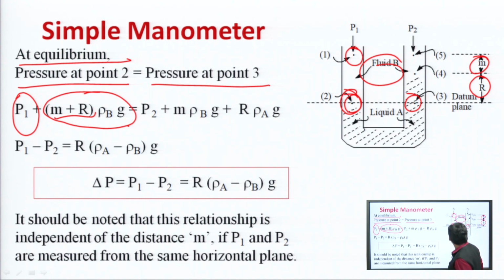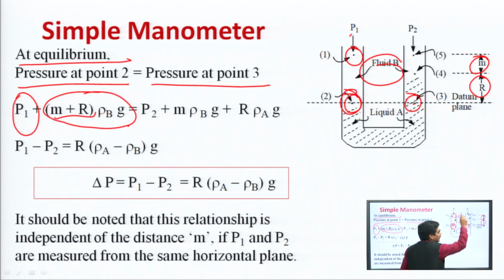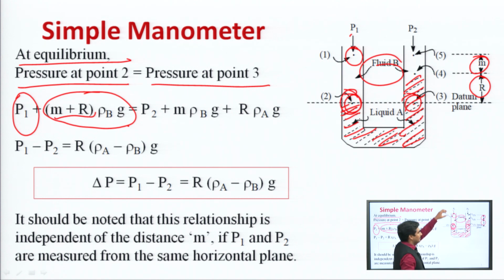So, what happens when pressures P1 and P2 are applied to this tube is that there is a slight movement of liquid A. The meniscus of liquid A moves from point 3 slightly upward to point 4. So, this is the liquid A, the meniscus of liquid A in this fluid. Due to the application of pressure, the liquid in one arm has slightly risen.